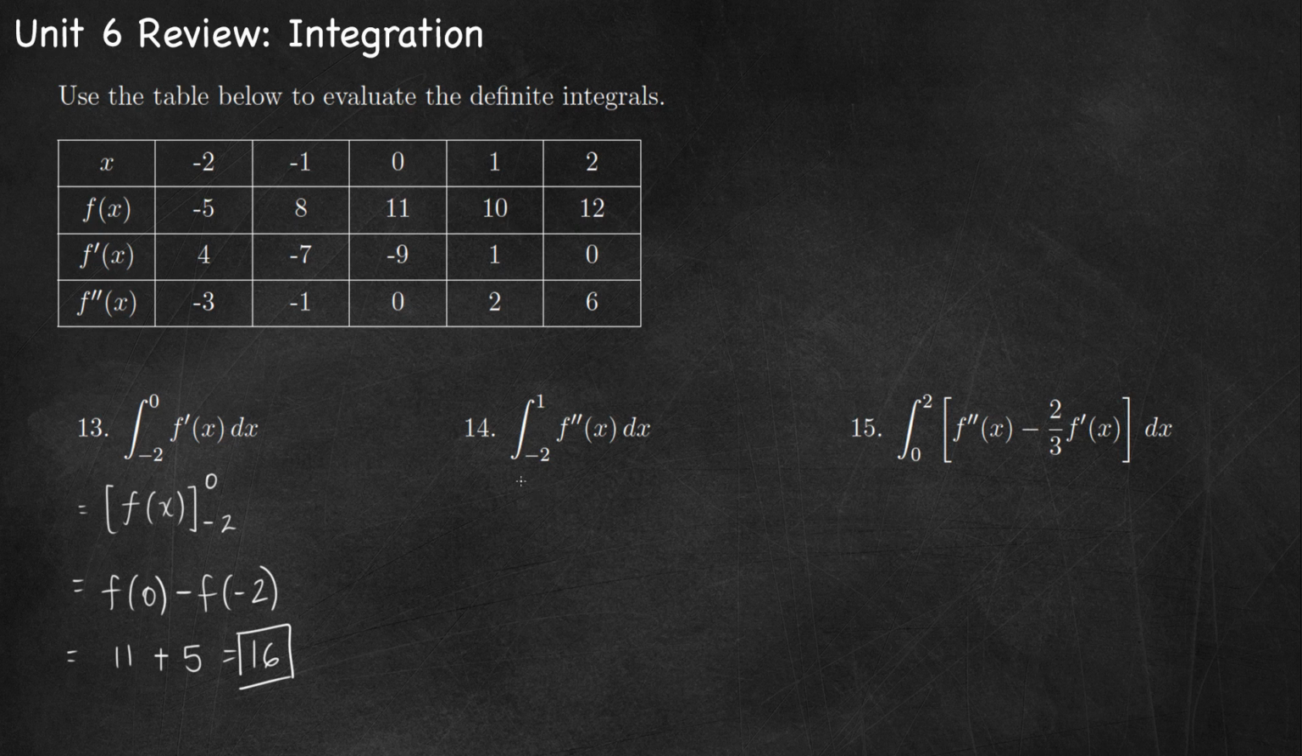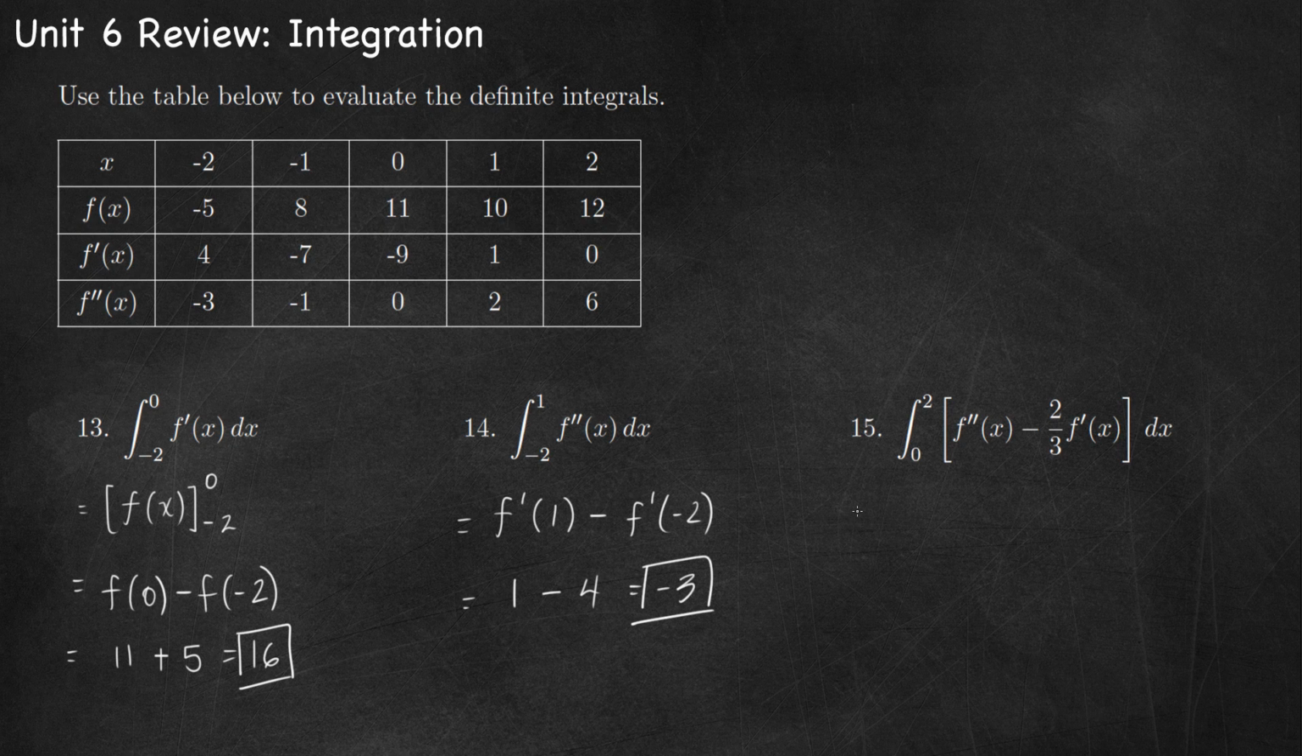Number 14, the integral of f double prime is f prime, and we're evaluating at the upper bound minus, and then evaluate at the lower bound. So f prime of 1 is 1, minus f prime of -2 is 4. 1 minus 4, -3.